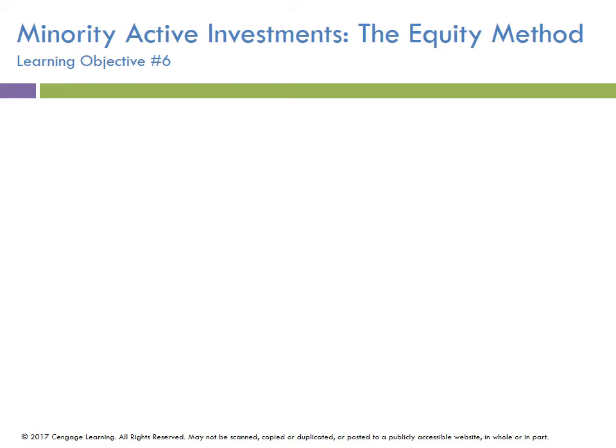So, we are done with less than 20% ownership and debt. Now let's look at when you own 20 to 50% of the voting stock of another company. You are now a minority active investor. You usually can influence decisions. You have significant influence. You don't have control. You don't own more than 50%, but you own between 20 and 50% of the company.